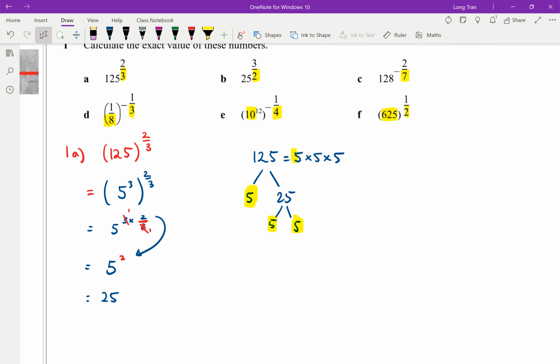Which ones would you generally see in the exam? You might see something like that. You may see something like this. D and E are very typical.